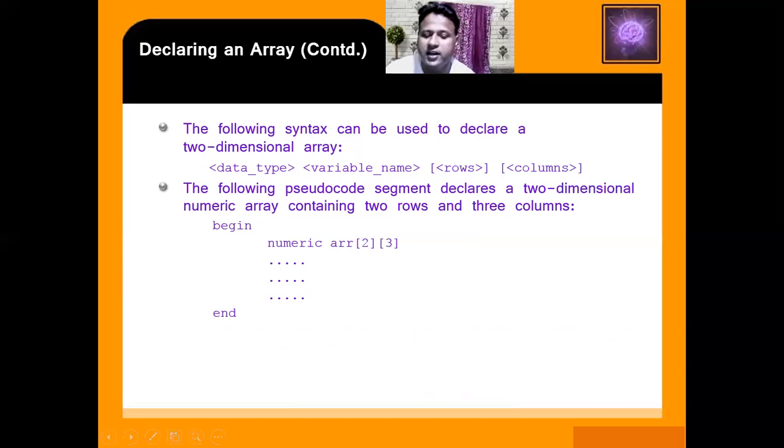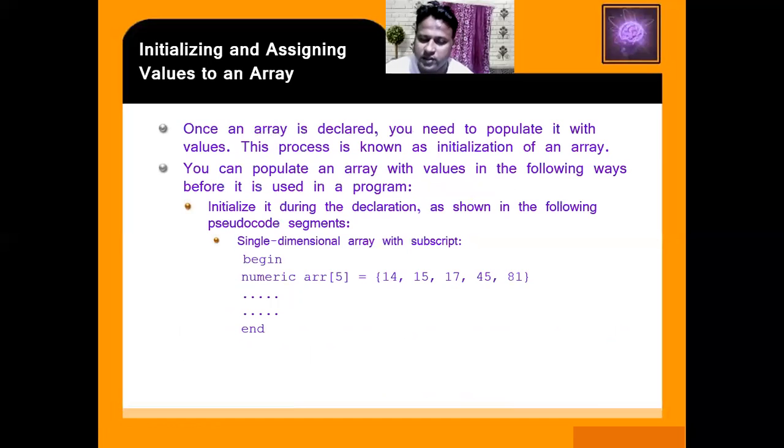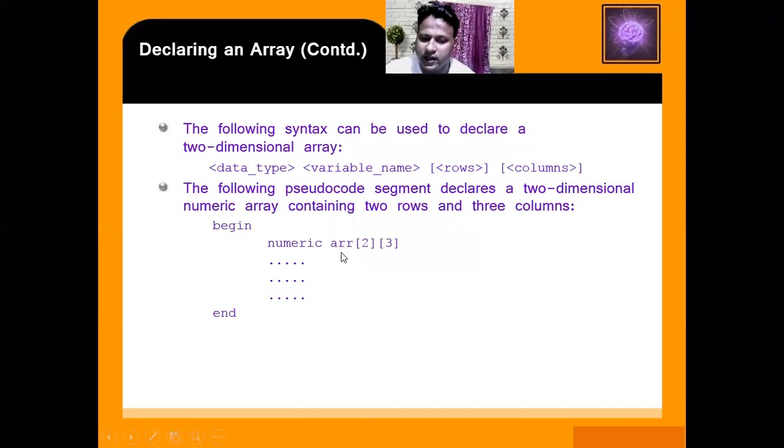Then in a multi-dimension array, the elements are stored in multiple rows and multiple columns. Here we store 2 rows and 3 columns. 2 rows are present, 0 and 1, then 0 1 2, so 2 rows and 3 columns. It is called a multi-dimension array, represented in this format: numeric ARR 2 and 3, where 2 represents the row and 3 represents the column.